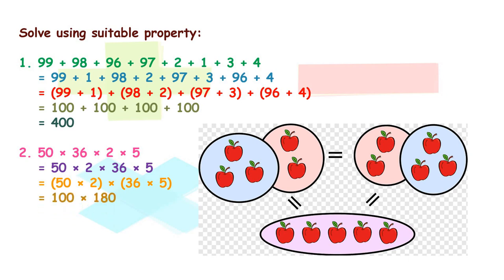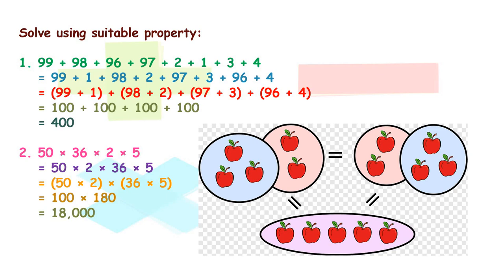So it will be 100 into 180, and that will be 18,000. Okay, so in this way we use certain properties.